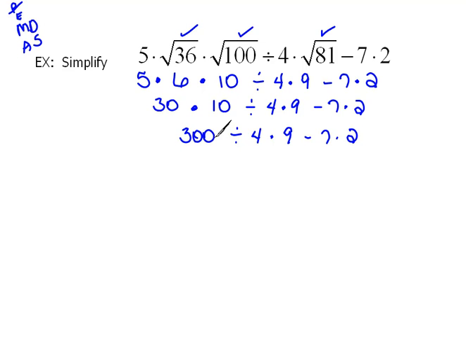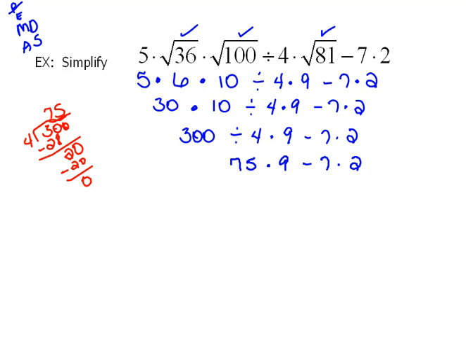Now we have division. 300 divided by 4, and if we need to, we could come out to the side and do that division there. 4 goes into 30, let's see, 7 times, which would be 28. Subtract, we drop the 2 and drop our next digit, which is 0, so 4 goes into 20 5 times evenly. So 300 divided by 4 would be 75, times 9, minus 7 times 2.